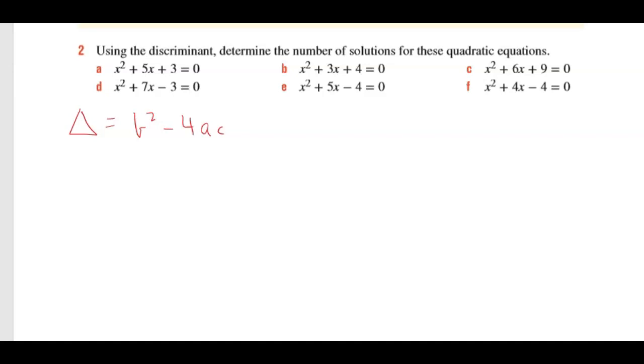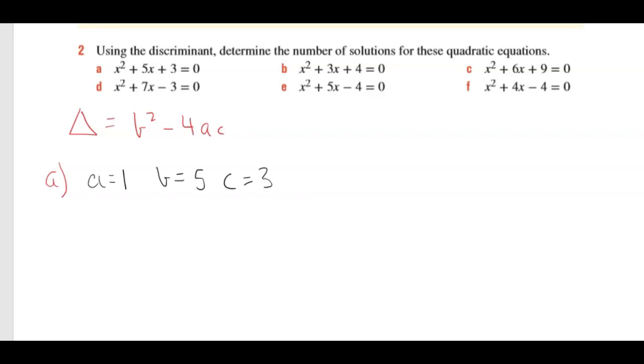All right, so question A. First thing you should do is identify your A, B, and your C. A is the coefficient of x squared, so in this one it's 1. B is your coefficient of x, so in this one it's 5. And C is your constant, which is 3. Now, if your equation is not in this form, you need to rearrange it to put it in this form. So when we do question 6, you'll notice that they're not in this expanded form, and we just have to rearrange the equation to get it in that form.